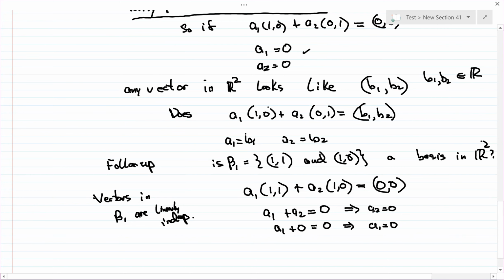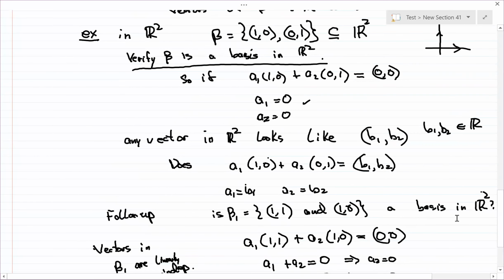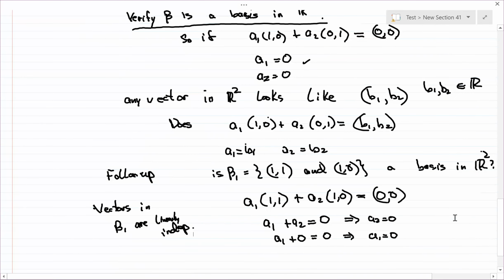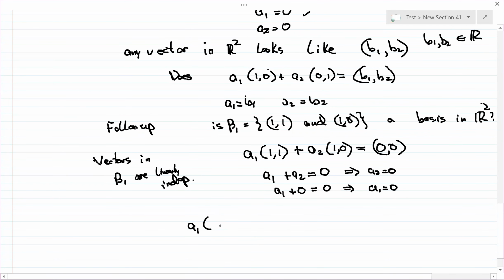Are we done? No. Well, if we were asked only to show that they were independent, yes, we'd be done. But we're asked, is this a basis? So what do we have to ask now? If you wanted to take some combination of the first vector in beta 1 and add it to some scalar multiple of the second vector, can you get any vector? Let's call it any vector (b1, b2), where b1 and b2 are numbers on the real line. So this is asking, do the vectors in beta 1 generate all of R2?